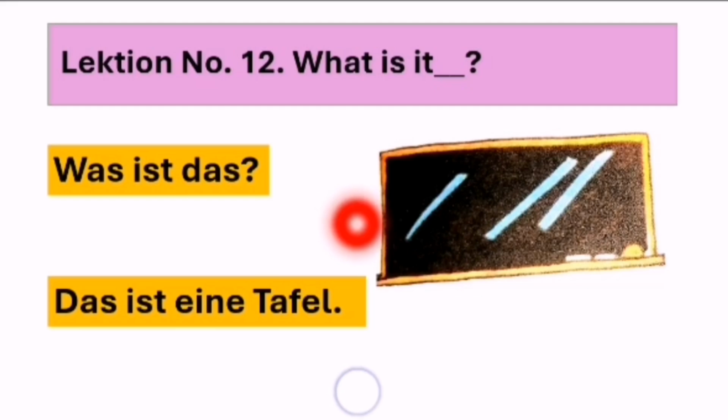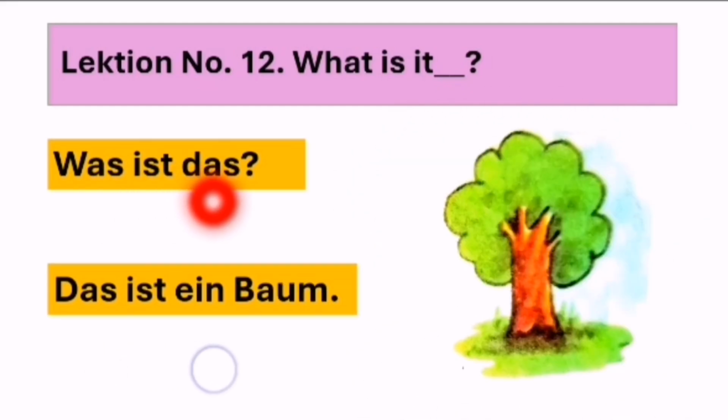Was ist das? Das ist eine Tafel. This is a blackboard. Was ist das? Das ist eine Tafel.